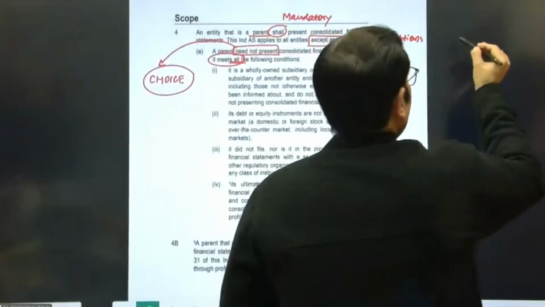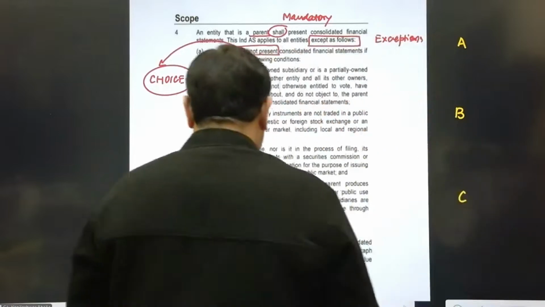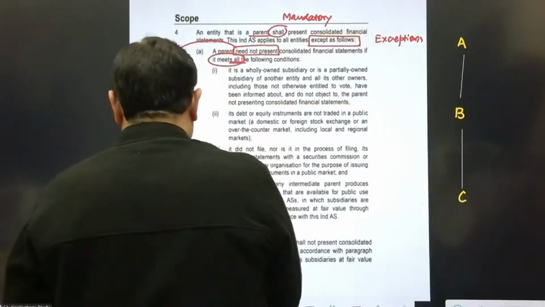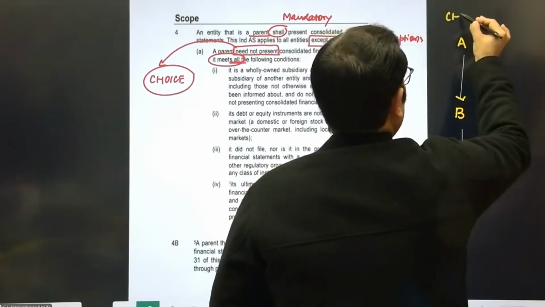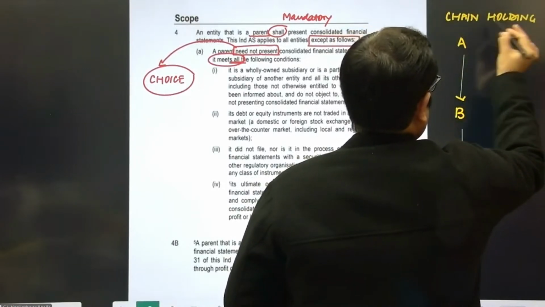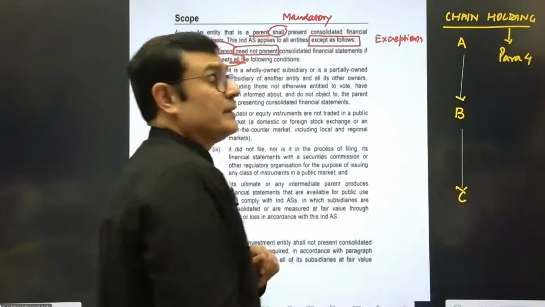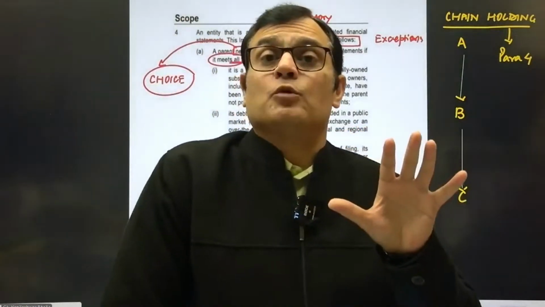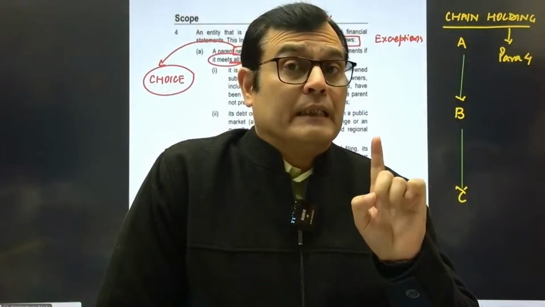Now, let's keep one thing at the back of the mind. There is a company A, there is a company B, and there is a company C. So when you're looking at para number 4, one thing you need to keep in mind is a chain holding. In terms of para number 4, you need to keep in mind that there is a chain holding. Para number 4 does not apply to a normal case. This applies only when there is a chain holding, that's one.